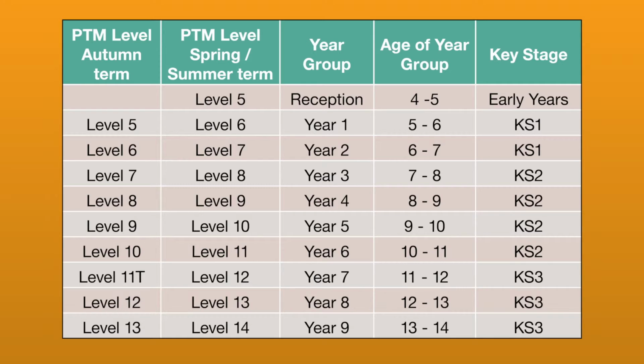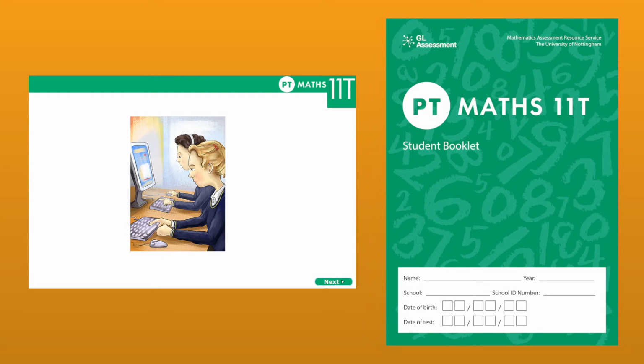If testing between August and December, choose a different level than if testing between January and June. 11T is a new transition test specifically designed for use at the beginning of the secondary years that provides an accurate baseline from which progress can be monitored.